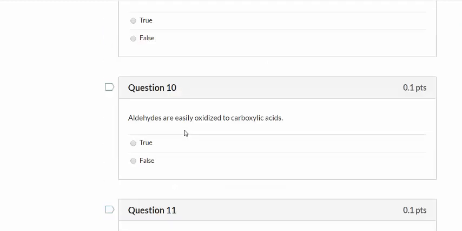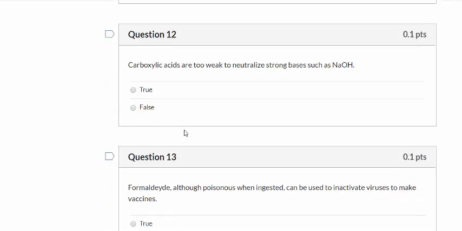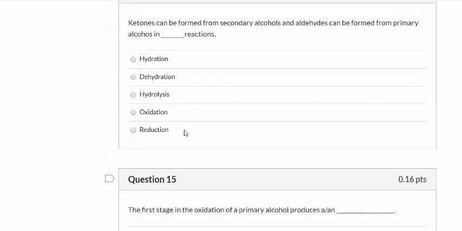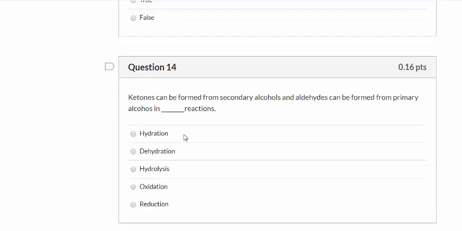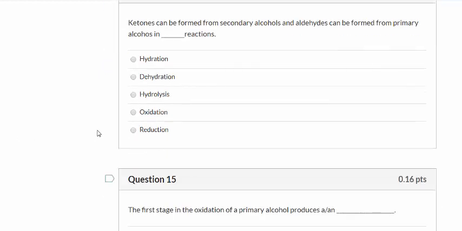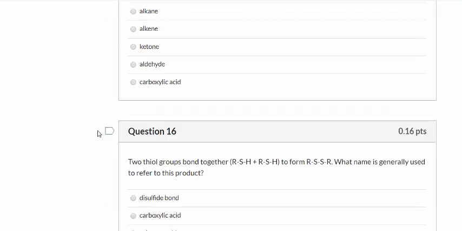All right, okay, so this is the easy true false section. I'm going to fly through here. For this one, read up on that very important topic that I'm stressing in this course, which is the oxidation of alcohols. Same with this one.